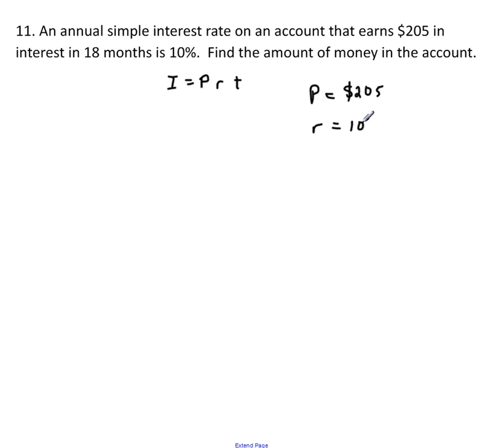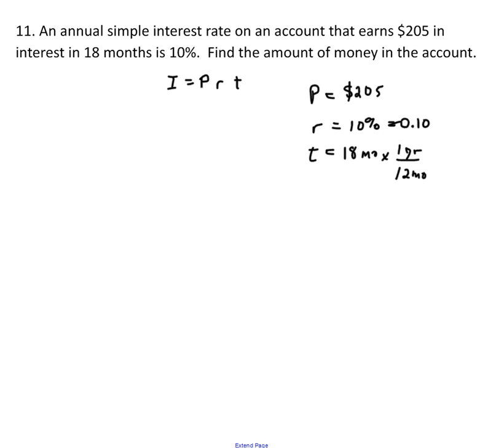It's 10%. But whenever we express it in our formula, we're going to write it as a decimal. 0.10 is what we need right here. And the time is 18 months, but time should always be expressed in years. So what's 18 months in years? Well, to find out, remember that there are 12 months per year. So it's going to be 1 year for every 12 months.